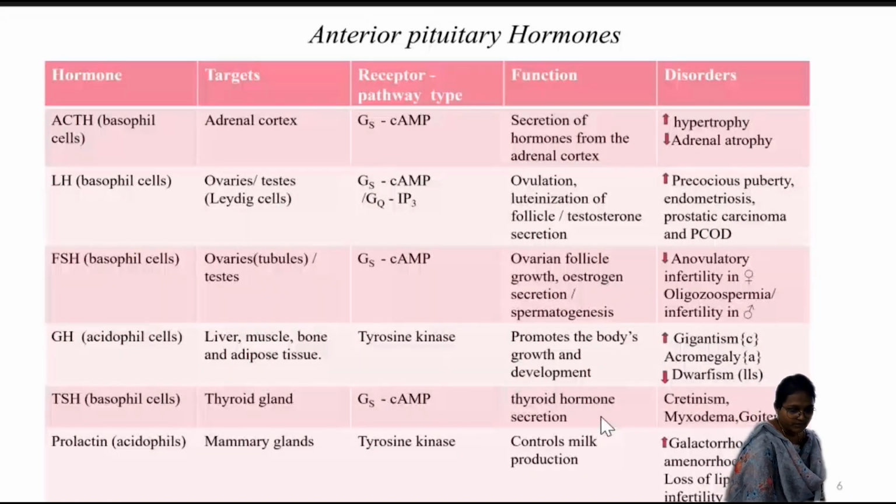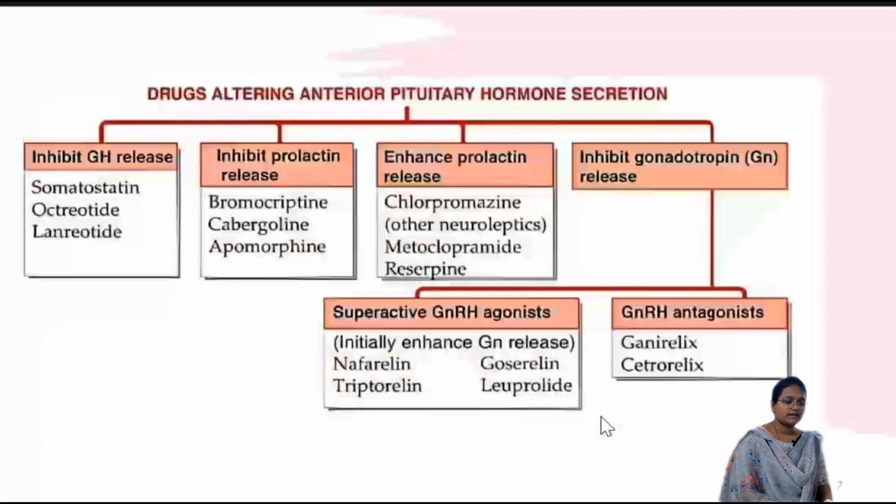Similarly, for the thyroid stimulating hormone, these are the general disorders produced. Cretinism and myxoedema are produced by hyper, and goiter is produced by low. Goiter is also produced by thyroid hormones, and these are the drugs that act on anterior pituitary hormone secretions. You could see the mechanism of action and side effects of these drugs, and the receptors on which they are acting, the contraindications, etc. You could go through this classification later.